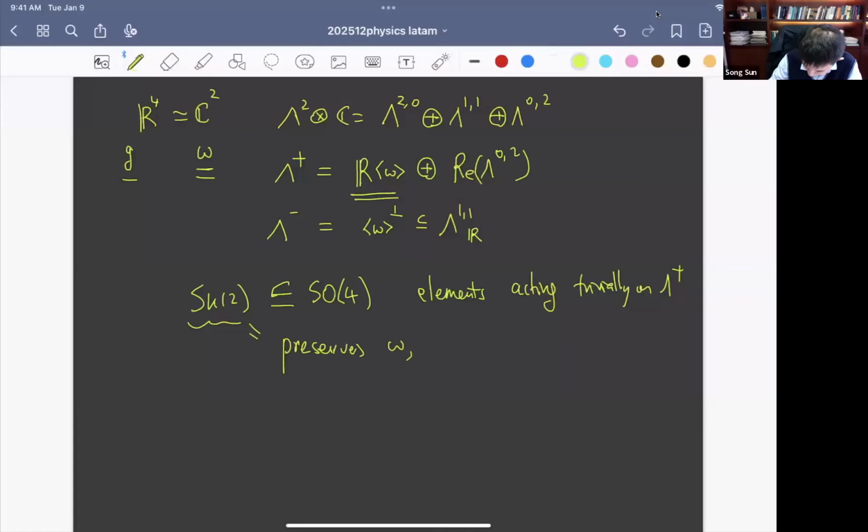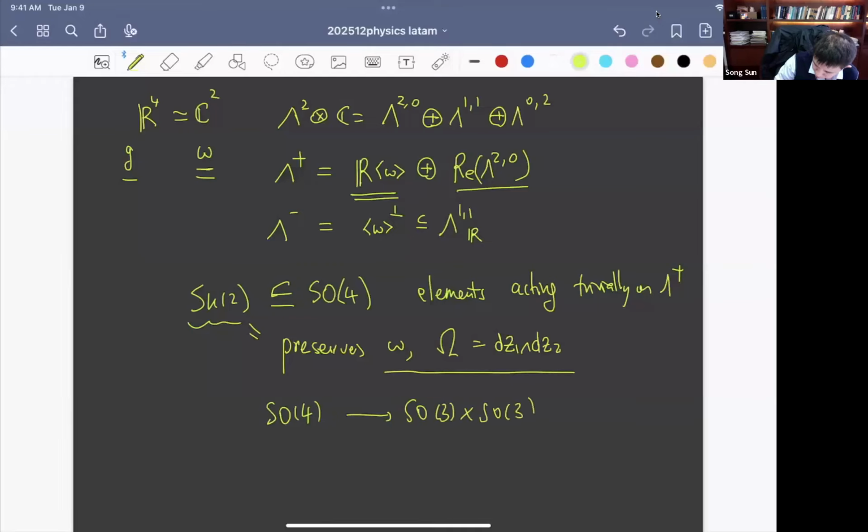It preserves this capital omega, dz1 wedge dz2. That's the real part, 0,2 or 2,0. We change to 2,0, it's the same conjugate, right? It's just by definition. So under this map, SO4 to SO3 times SO3, this SU2 gets mapped to 1 times SO3. And also there's a group U2, then U2 is mapped to the subgroup of SO3 times SO3.